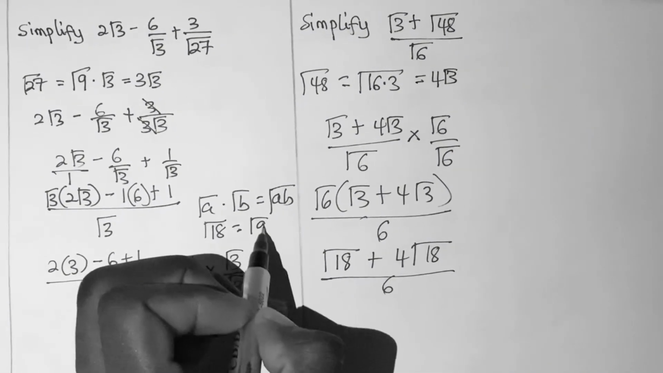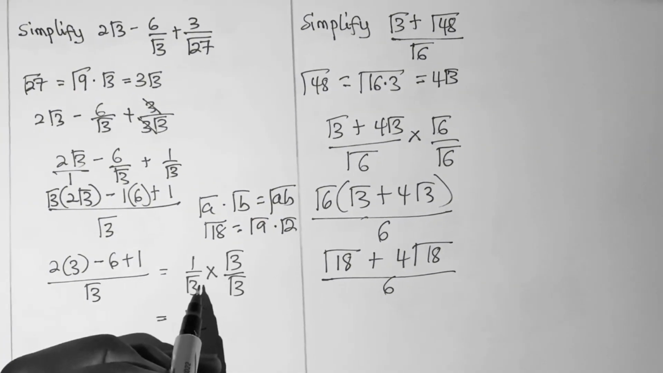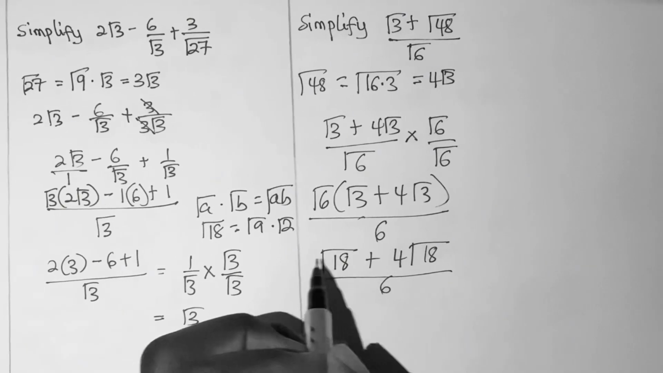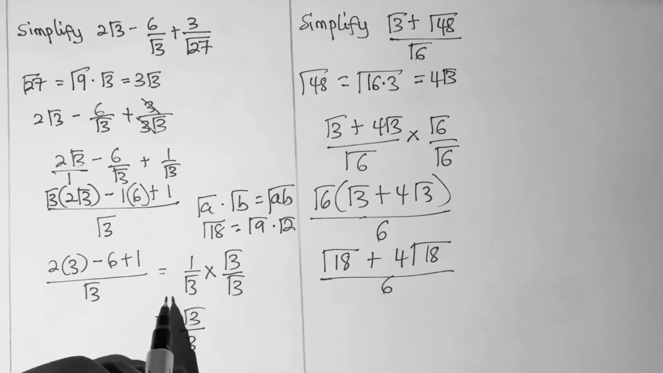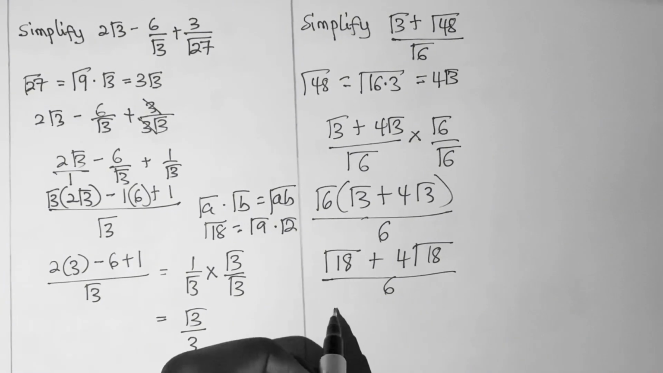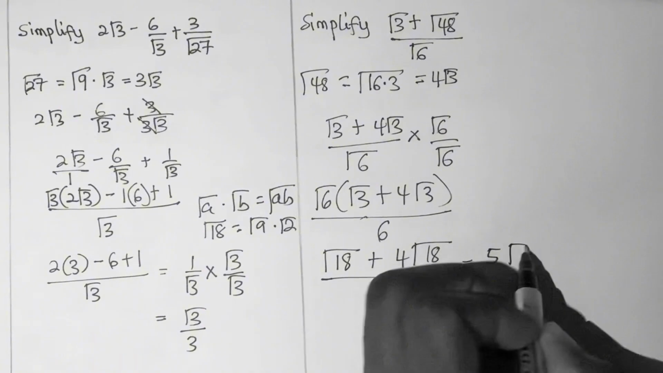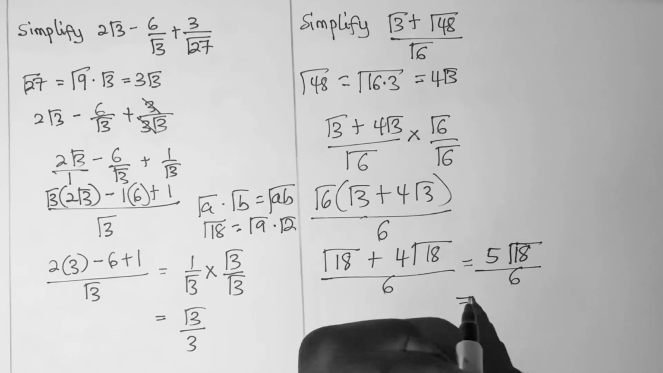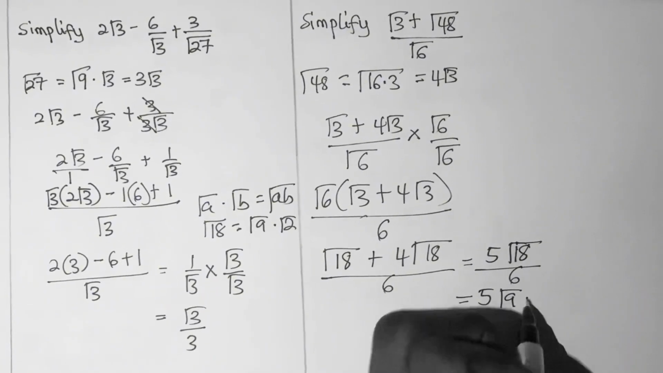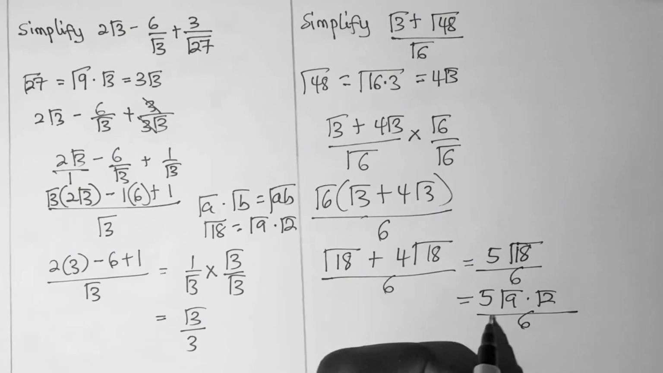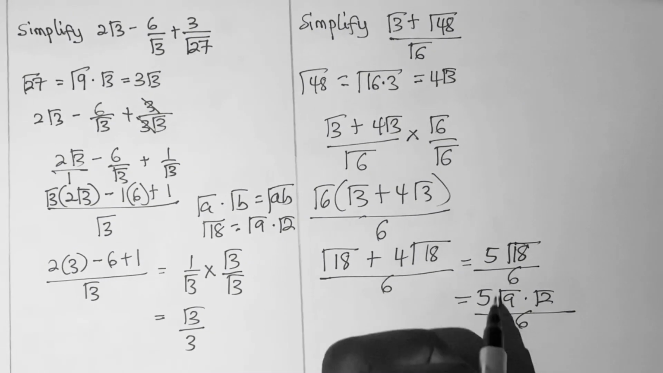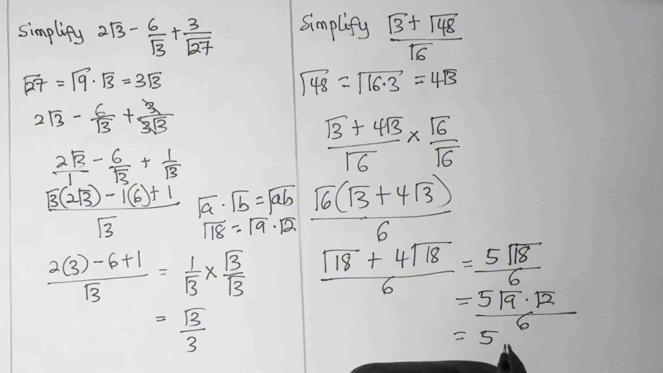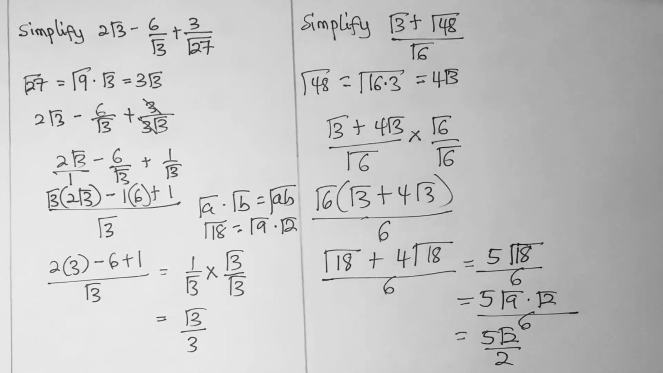Now, root 18 is the same as square root of 9 times square root of 2. Square root of 9 is 3. So this is 3 root 2. So now, however, 1 root 18 plus 4 root 18 is the same as 5 root 18. So we can further simplify this to 5 root 18 divided by 6. Then root 18 is 5 times root 9 times root 2 divided by 6. Root 9 is 3. Then 3 divided by 6 is 1 over 2. So this becomes 5 root 2 divided by 2.